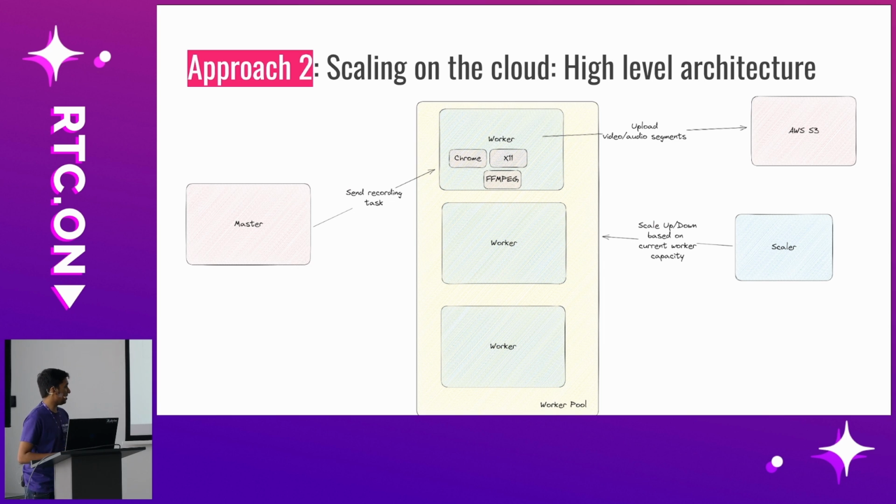And at Dyte, we had this high-level structure of how we handle this. We had a master process where you can send a recording task to a worker. We had a pool of workers always running, and we had a scaler which would scale this up and down based on various data fields. It would see how many recordings are active, how many meetings are active, and so on. And we upload the segments to a bucket, and then you can access those segments later and join the recording into a final video file.